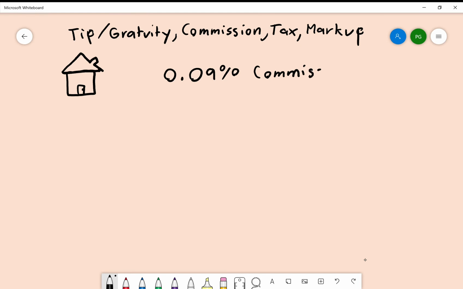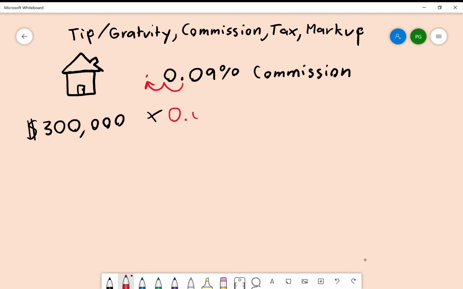So to calculate how much commission this person is earning, let's say the house cost $300,000. You take that 300,000, multiply it times 0.09% as a decimal, which would be, let's move the decimal point, 1, 2, okay, that would be 0.0009. Let's find out how much that would be. 300,000 times 0.0009 equals, the commission she would receive would be $270. Not a lot that this person is earning. But anyway, that's how you calculate commission.